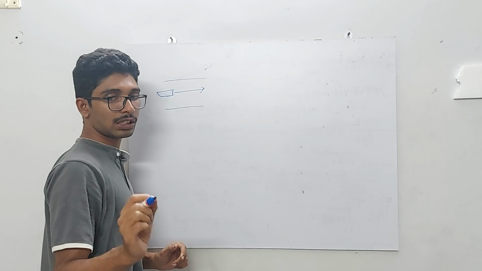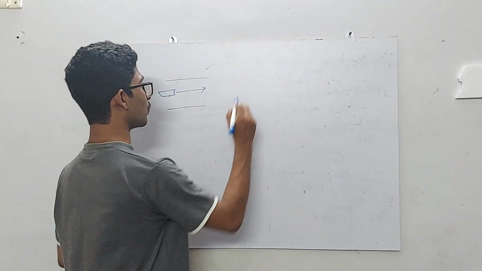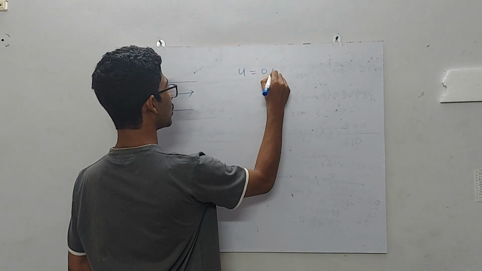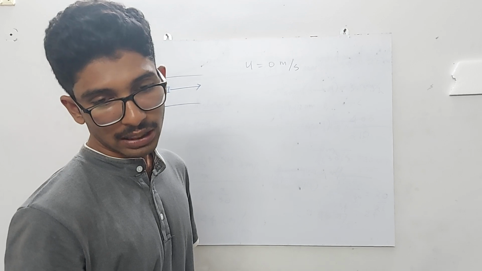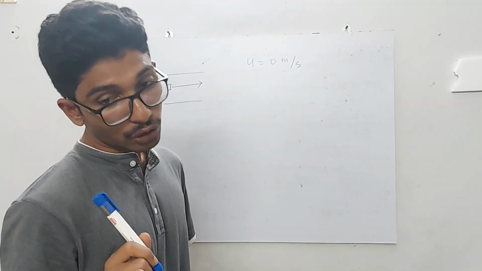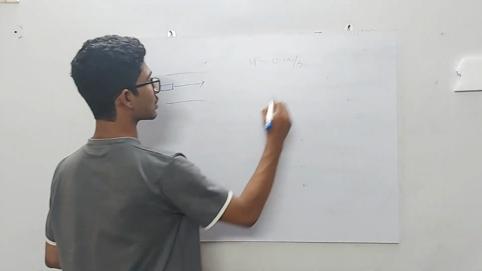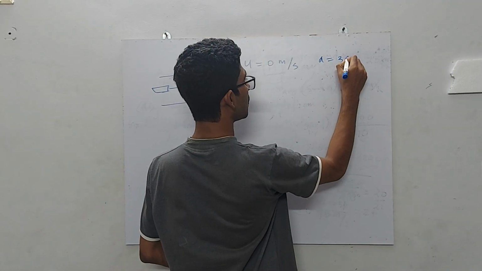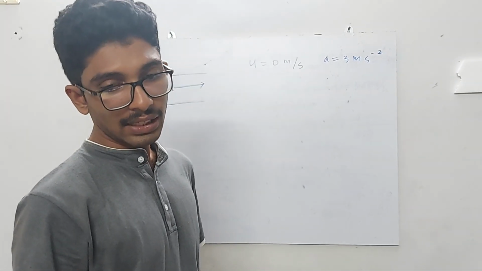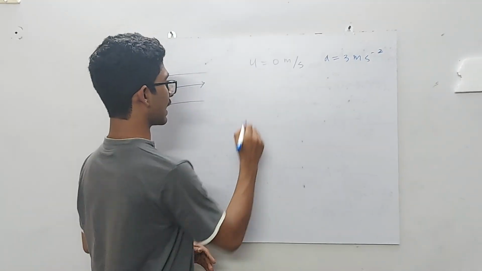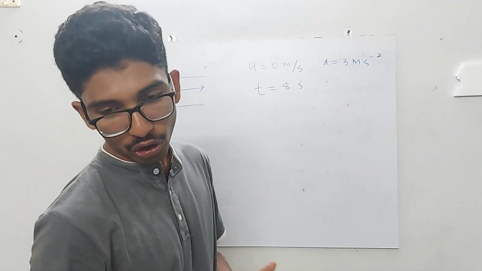So if it's given that the object starts from rest, then the initial speed or velocity is equal to 0 meter per second. That's the first information that we have. Next information is that it accelerates at a constant rate, so it's a uniform accelerated motion. It's given that the acceleration is 3 meter per second square, so a is equal to 3 meter per second square. And the time of the motion is 8 seconds, so t is equal to 8 seconds. Okay, so we have all the information.